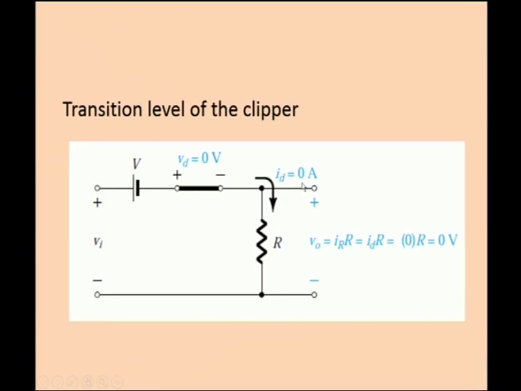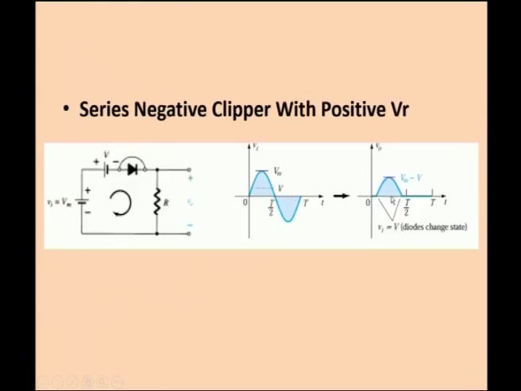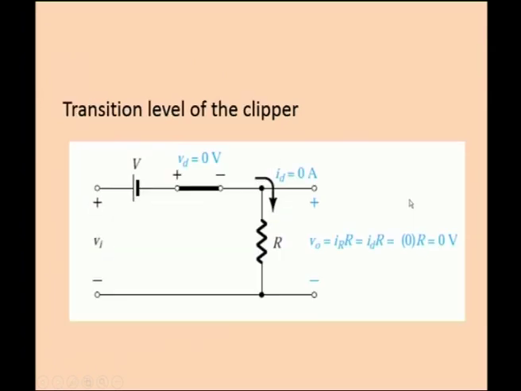So, when the output will have transitions, we will see it from this circuit. Here the transition level can be obtained during the ideal diode condition. What is the ideal diode condition? Vd is equal to 0 and the current Id is also equal to 0. This is the value of the voltage and the current for the ideal condition, and so we can obtain the transition level during this ideal diode condition.